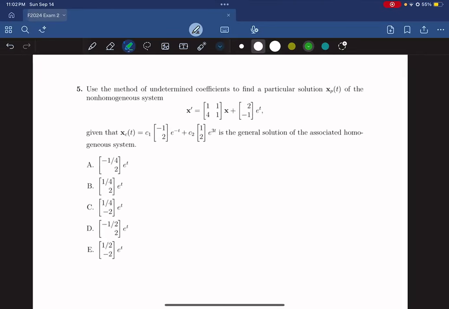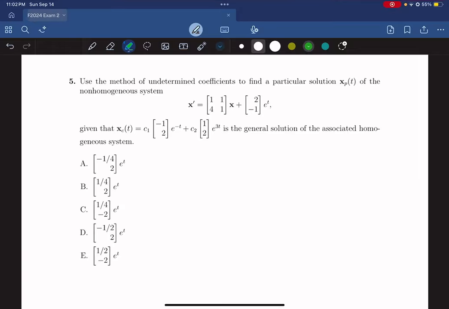Next one, number 5, it says use the method of undetermined coefficients to find a particular solution, xp of t, of the non-homogeneous system, and it gives us a non-homogeneous system. All that means is generally you have x prime equals Ax like this without this part, the f of t part. But when you have an f of t part, it becomes non-homogeneous. Given that xc equals c1 [negative 1, 1] e to the negative t plus c2 [1, 1] e to the 3t, that's our general solution of our homogeneous system.